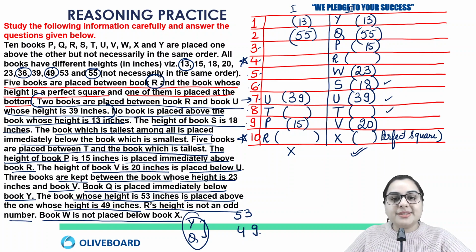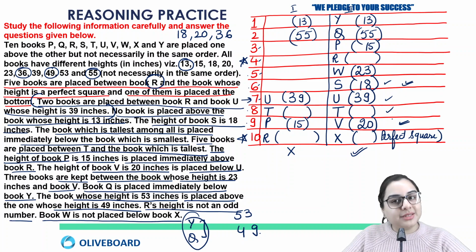So if R's height is not an odd number, let's check what the even numbers here are. 13 is odd, 15 is odd, 18 is even, 20 is even, and 36 is even. But if you check, because I have to fill it on R, 18 is already done, 20 is also done, and hence we are left with just 36.